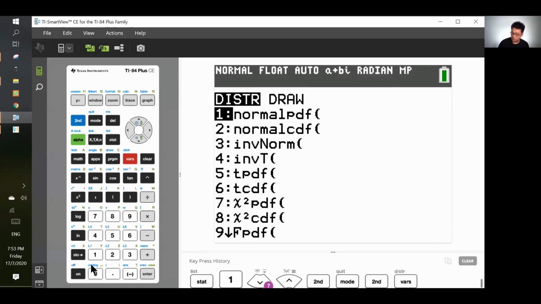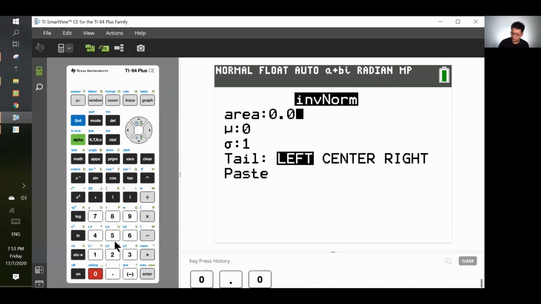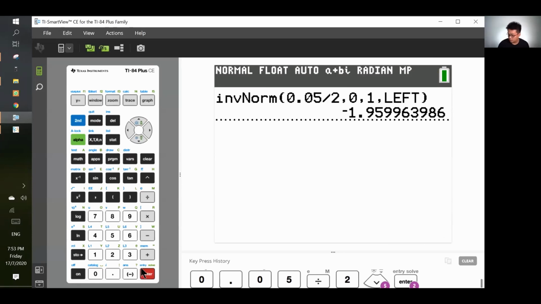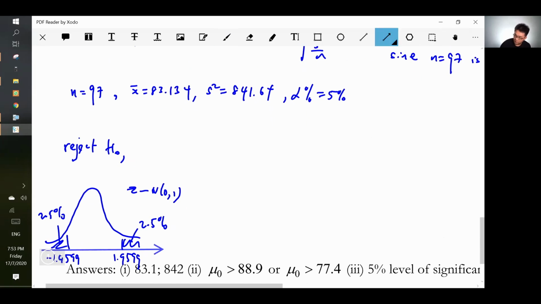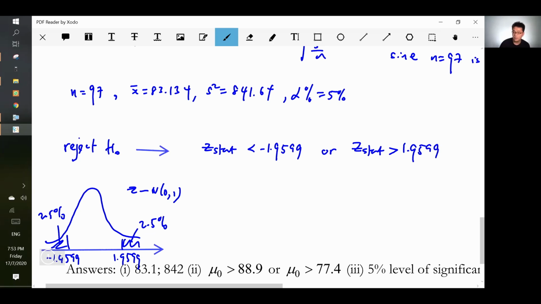Second distribution, inverse norm, 0.05 divided by 2. Okay, then left. This will be minus 1.9599, 1.9599. Okay, so reject H0 just means that Z stats will be less than minus 1.9599 or Z stats is more than 1.9599. Okay, that's about it lah.